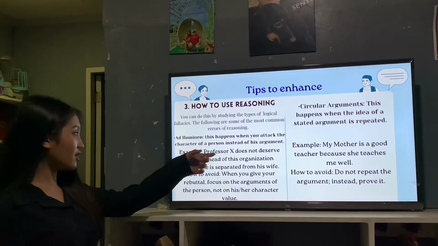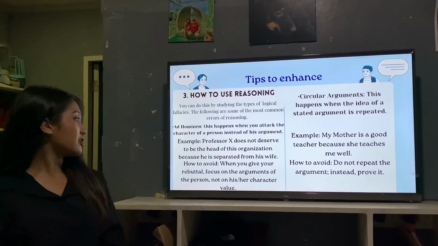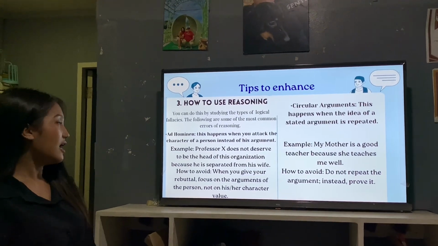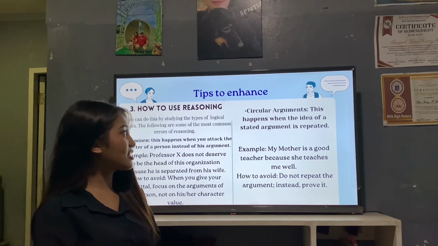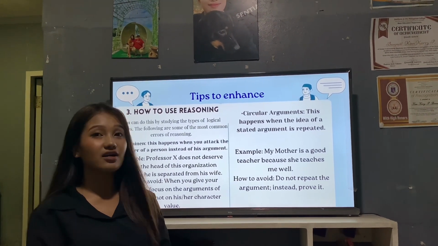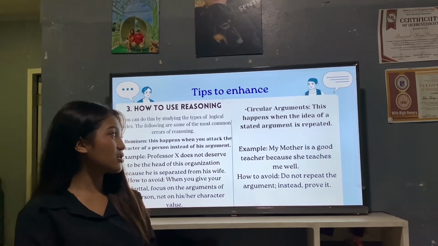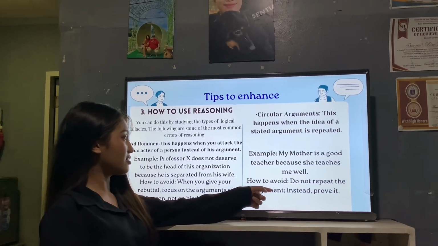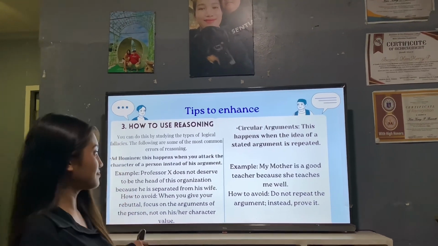And how will you avoid it? When you give your rebuttal, focus on the argument of the person, not his or her character. And number 2, circular arguments. This happens when the idea of stated arguments is repeated. For example, my mother is a good teacher because she teaches me well. And how will you avoid it? Do not repeat the argument, instead prove it.